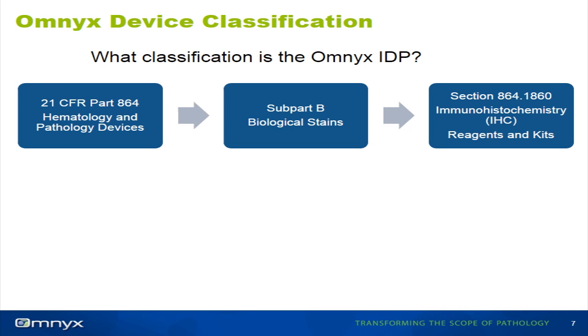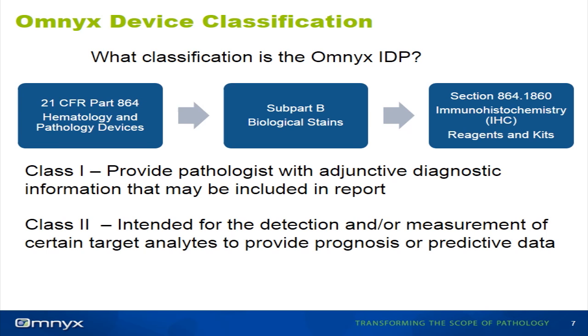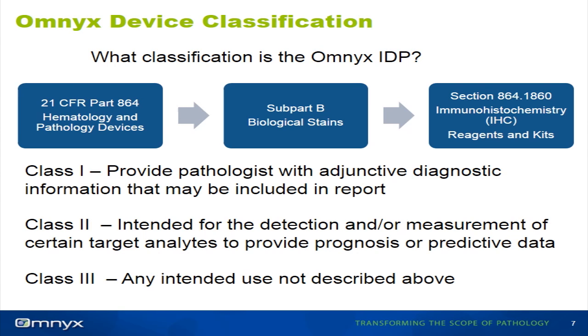So more specifically, for the Omnyx IDP, classification is determined by 21 CFR Part 864, Hematology and Pathology Devices, Subpart B, Section 864, IHC Reagents and Kits. And in this section, Class 1 devices are defined as devices that provide pathologists with adjunctive diagnostic information that may be included in a clinical report. Class 2 are intended for the detection and/or measurement of certain target analytes to provide prognosis or predictive data, and Class 3 are any intended use not described above.